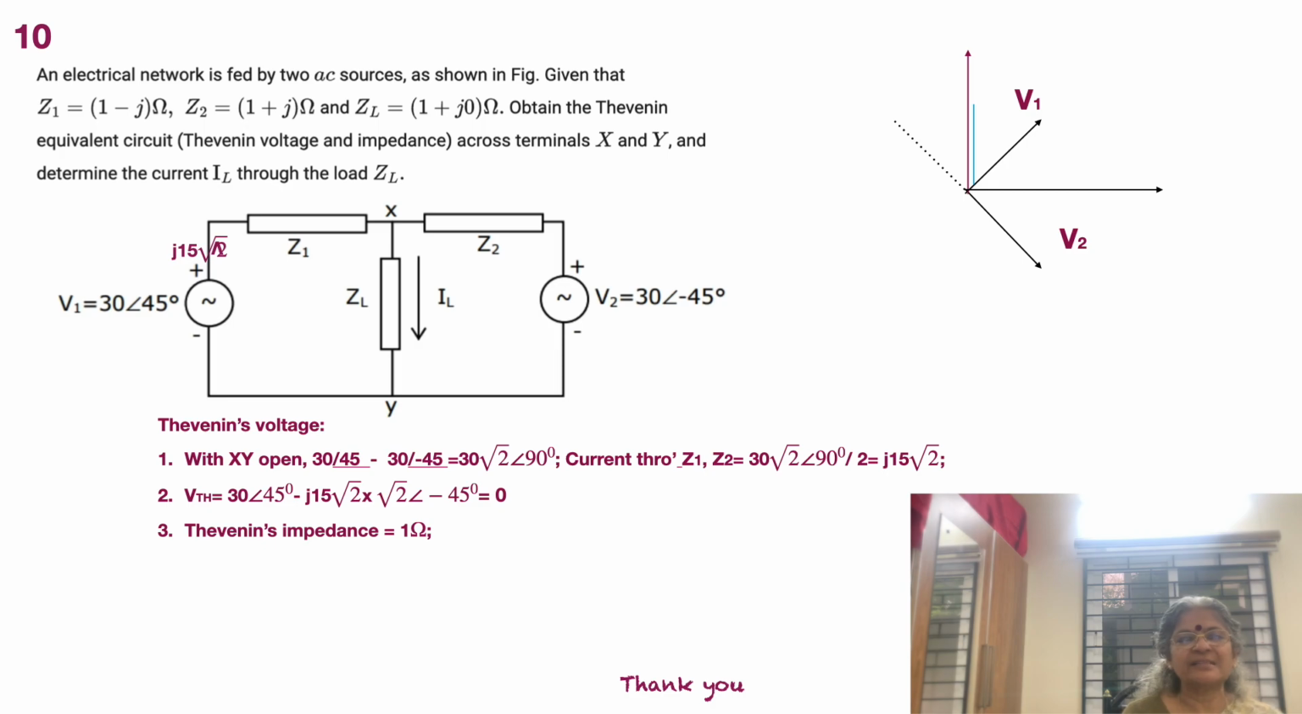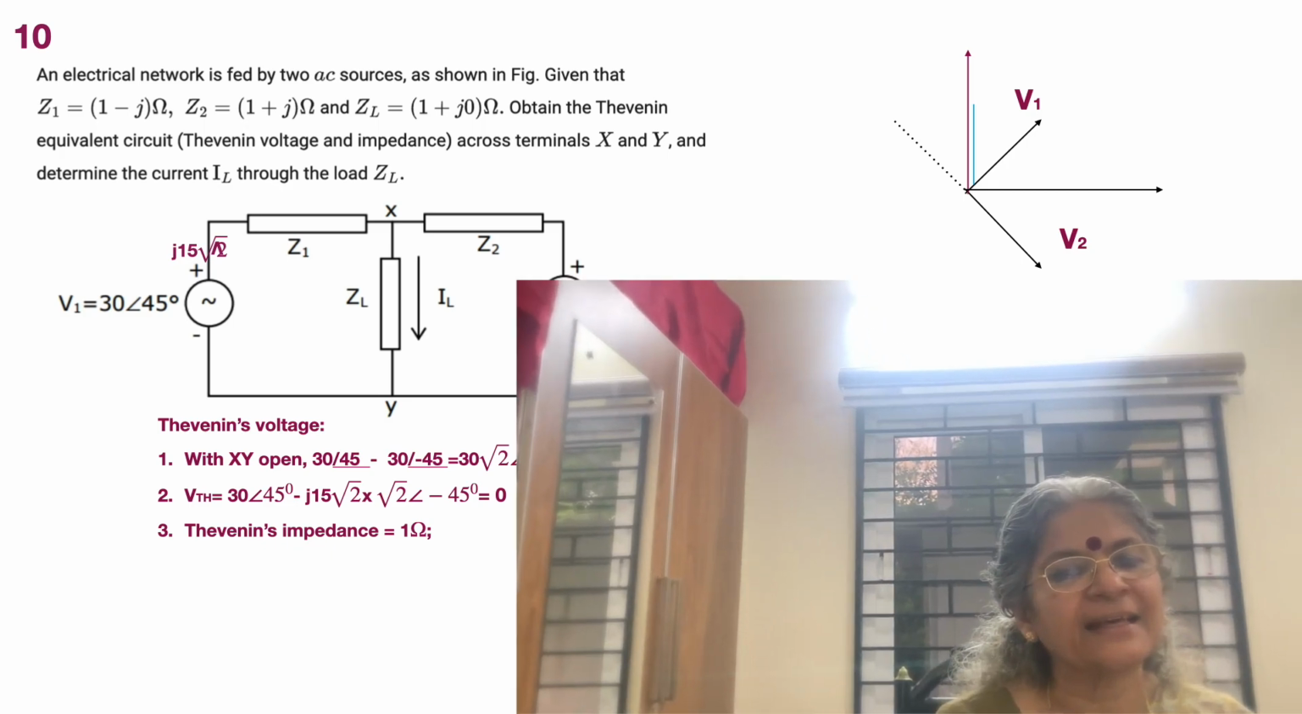If you look at the Thevenin's impedance, we have 1 plus j and 1 minus j in parallel, as was mentioned before. If a plus jb and a minus jb are in parallel, it is equal to a square plus b square by 2a, which is equal to 1 ohm. So Thevenin's impedance is very easily obtained as 1 ohm. And what else is asked is the current through ZL. With Thevenin's voltage being 0, the current is going to be 0. It's as simple as that.